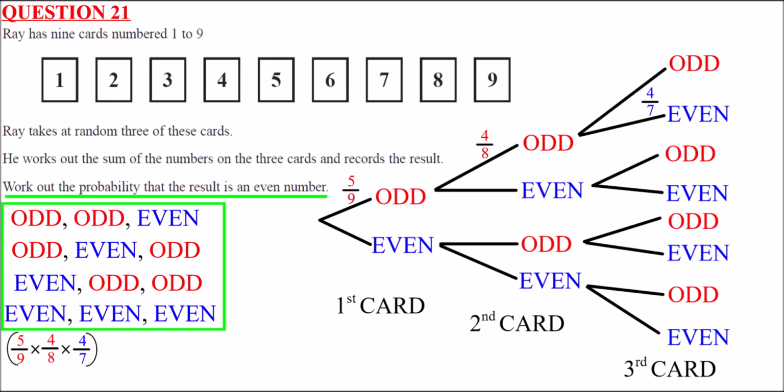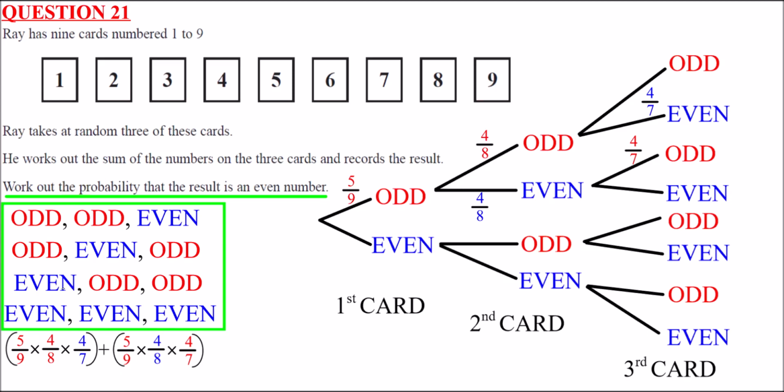The second scenario, what about it being odd first, then even, then odd? Well, odd first we worked out as 5/9. If odd was picked first, there's 8 cards left to pick from. No evens have been picked yet, so there's still 4 evens out of 8 to choose from. And then for the odd to be picked last, one of the odds is gone, so there's only 4 odds left now out of the 7 to choose from. So again, odd, then even, then odd is 5/9 times 4/8 times 4/7. So that's the second scenario done. If you notice, actually, these numbers are the same, so it's essentially the same calculation again.